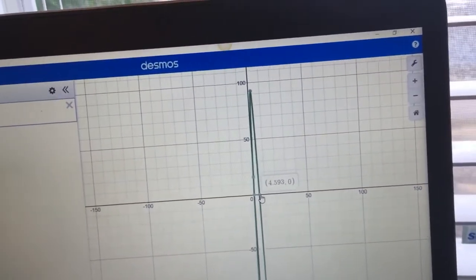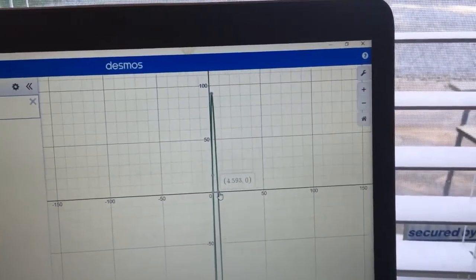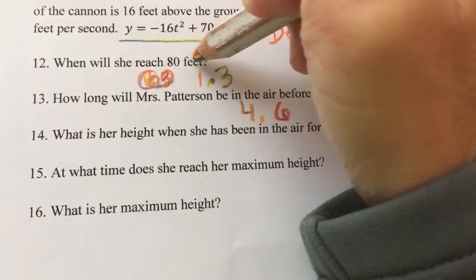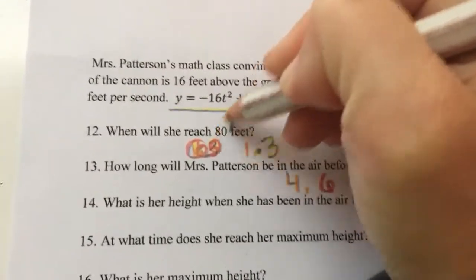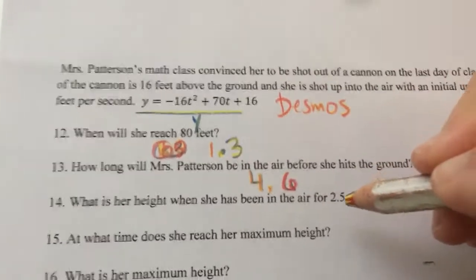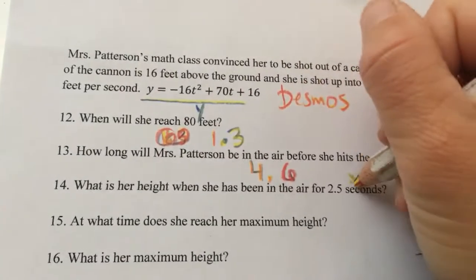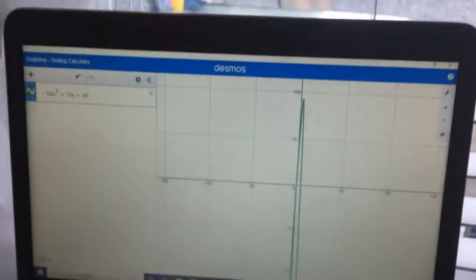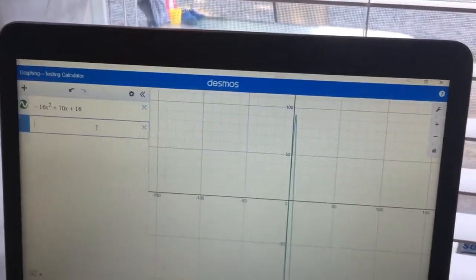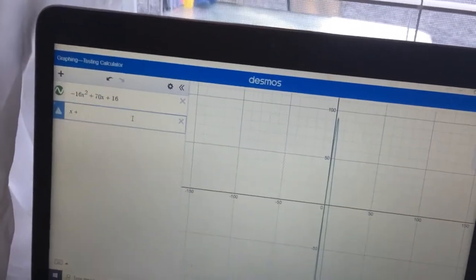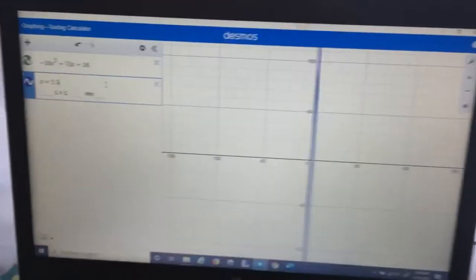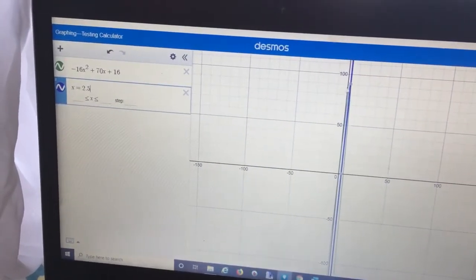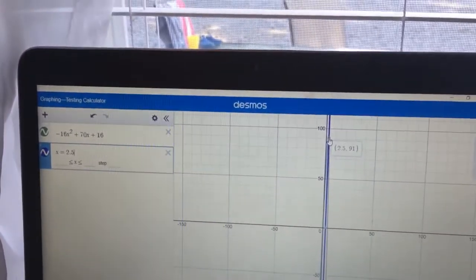And what is her height when she has been in the air for 2.5 seconds? Let me come back here and say something real quick. So 80 feet is a y value. Your height is y. So I was looking for 80 in the y. 2.5 seconds, time is an x. So I'm looking for 2.5 in the x. You could also, instead of tracing with your mouse, you could come over here and type x equals 2.5. And then it'll give you the point right here. So at 2.5 seconds, she'll be 91 feet in the air.